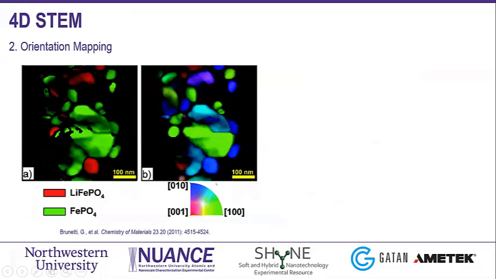The other nice application here, which is fairly easy, is orientation mapping. Here is a nice example for a battery material, lithium iron phosphate, that has a bunch of grains, and using diffraction patterns, you can basically classify the orientation and so on.